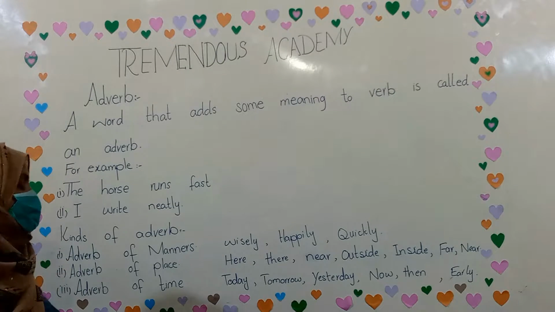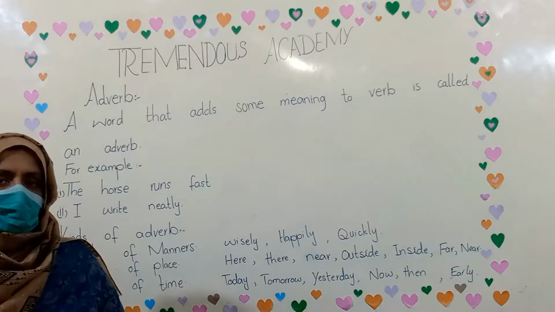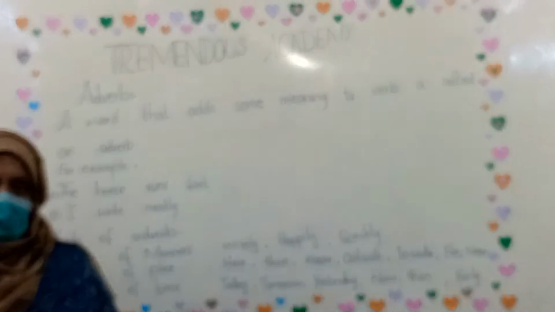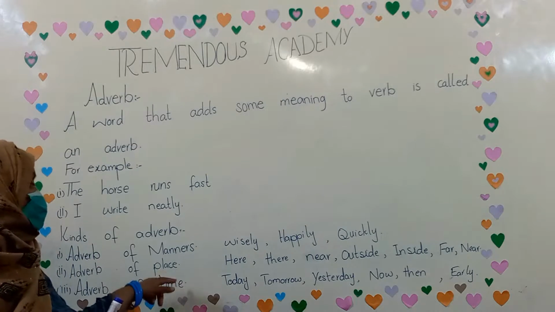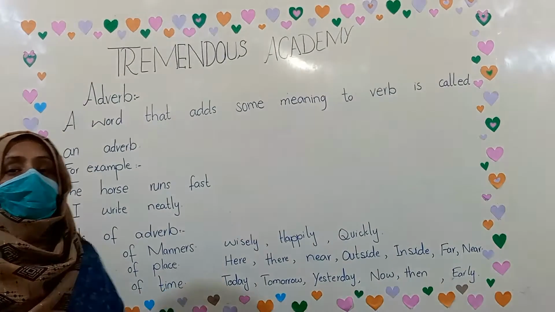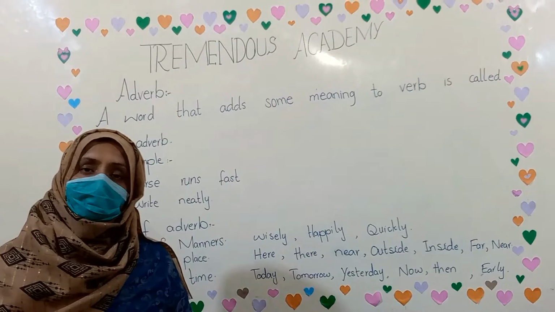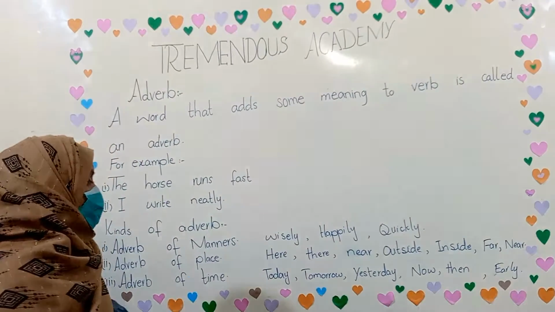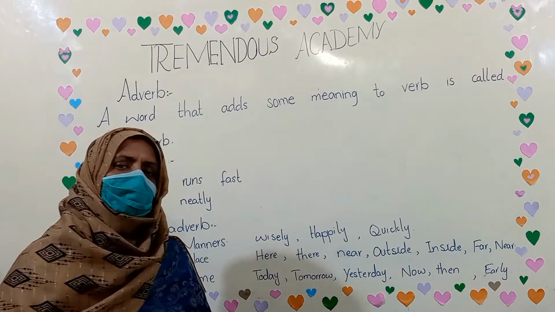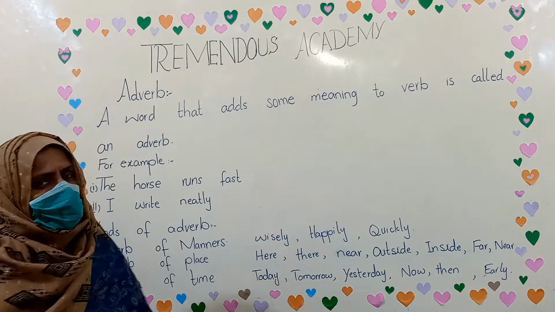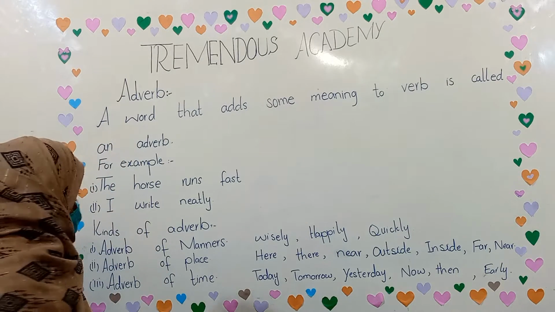And the second kind is adverb of place. As the word shows, it tells the place where the work is going to be done. For example, here, there, near, outside, far, etc.